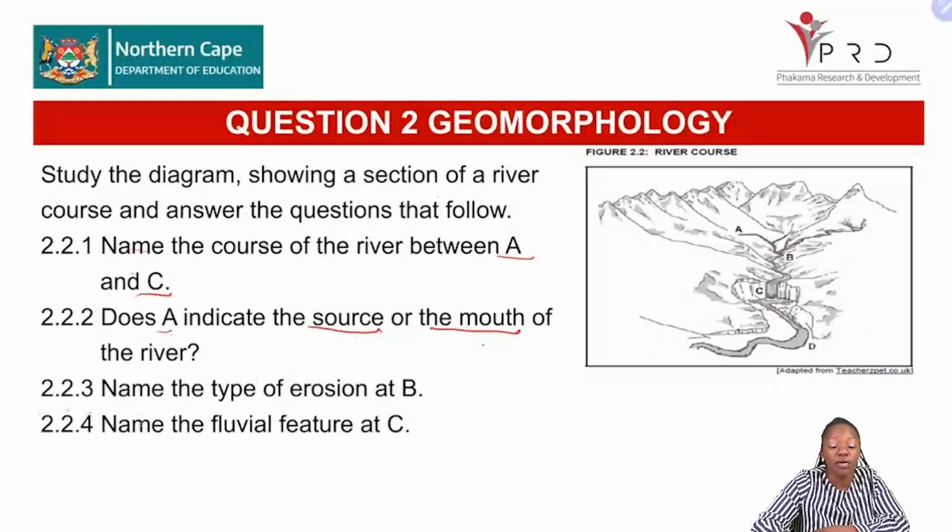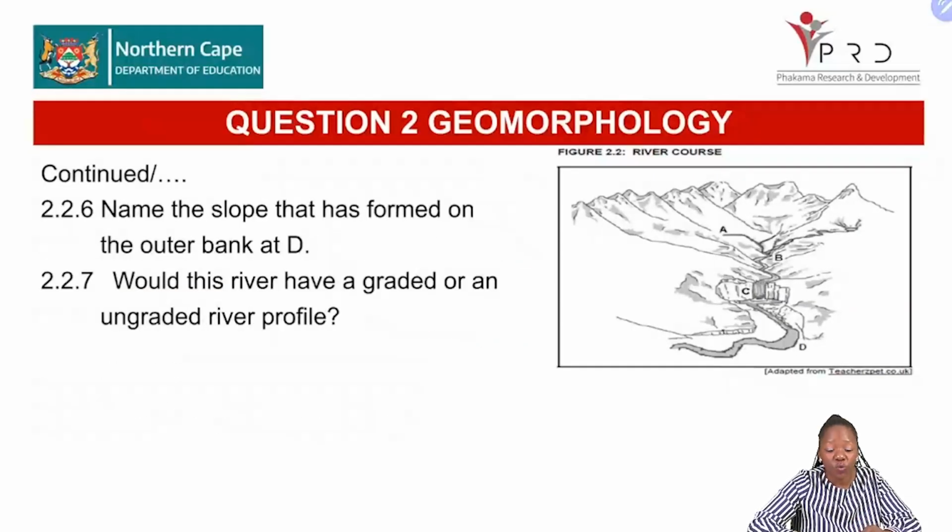And then your 2.2.3, you name the type of erosion at B. You're looking at the section of a river, at which course, and what type of erosion is happening in that course. Then you name the fluvial feature at C. Again, you're looking at C as well as the course of the river at C, and what fluvial feature you will get at C. Then the next question, you name the slope that has formed on the outer bank at D. As you can see, there is an outer bank at D. What do we call that slope? Then your 2.2.7, will the river have a graded or an ungraded river profile.